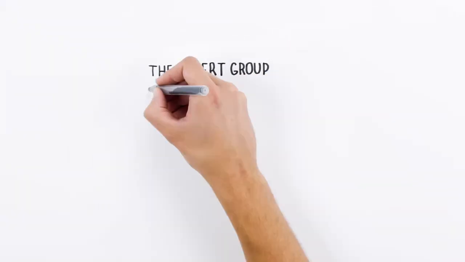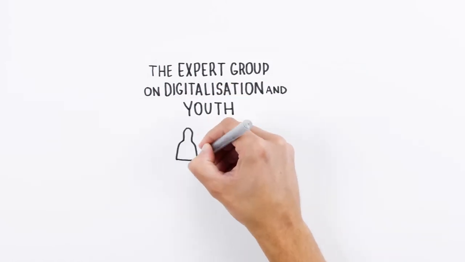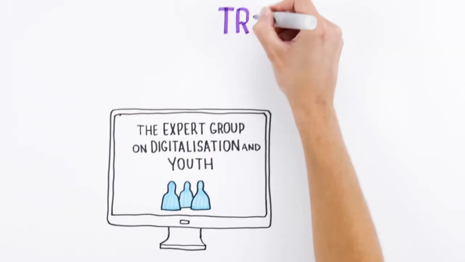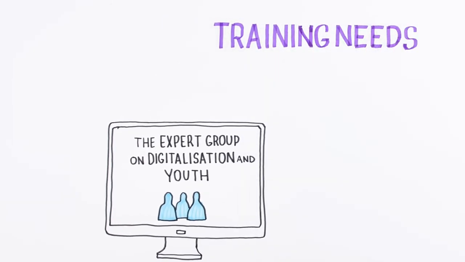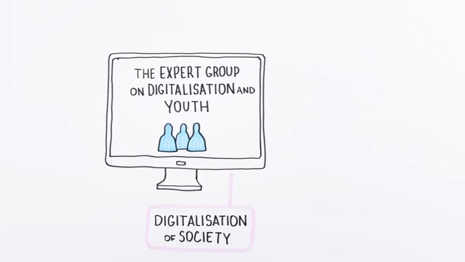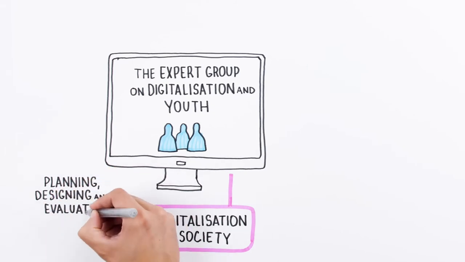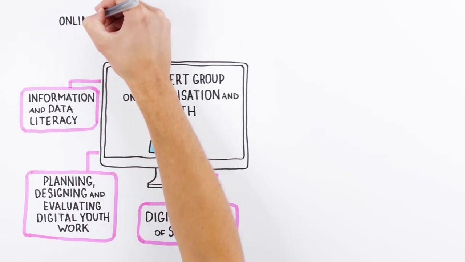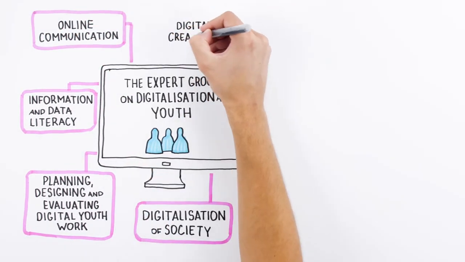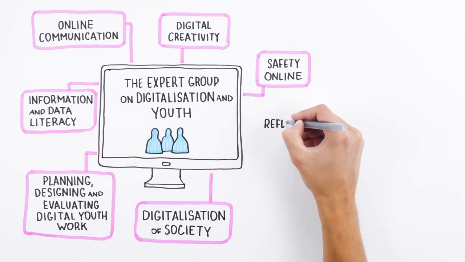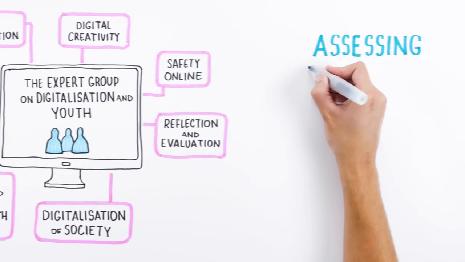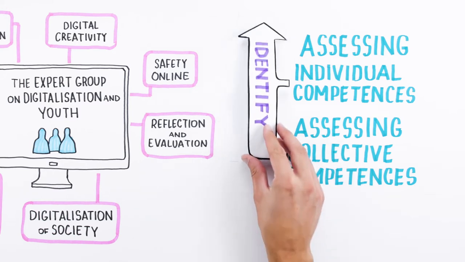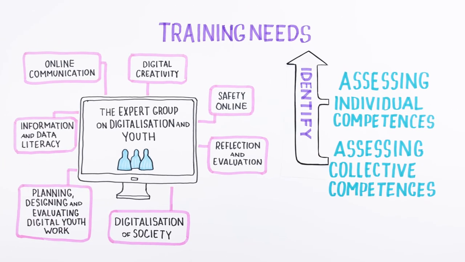The expert group on digitalisation and youth identified training needs in 7 areas of competences required to deliver digital youth work. These are digitalisation of society, planning, designing and evaluating digital youth work, information and data literacy, online communication, digital creativity, safety online, reflection and evaluation. To be comprehensive, we can assess individual and collective competences and identify training needs in our organisations.